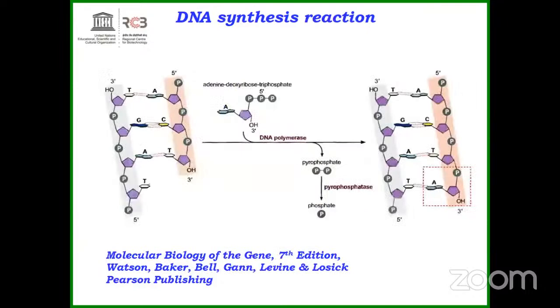So basically, to modify what you saw in the textbook, what the textbooks tell you is that you have pyrophosphate and then an accompanying enzyme called pyrophosphatase. It hydrolyzes the pyrophosphate to phosphate. But here we see that the DNA polymerase itself can do this reaction, pyrophosphate to phosphate, without the need for pyrophosphatase. Why is this important?